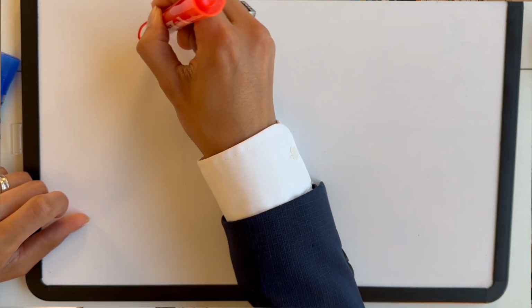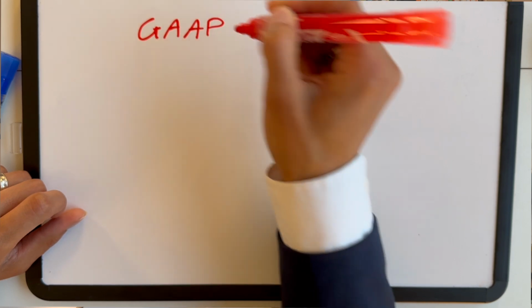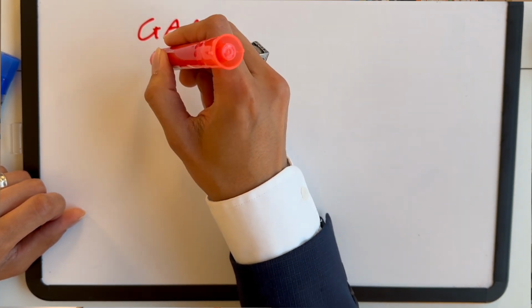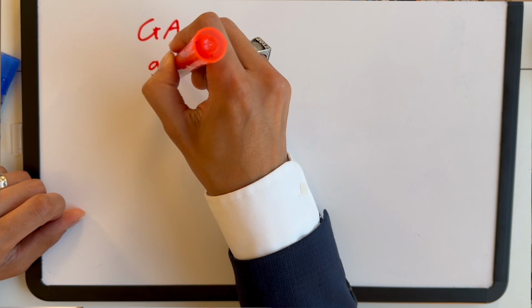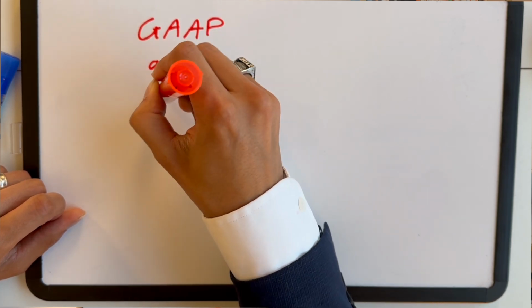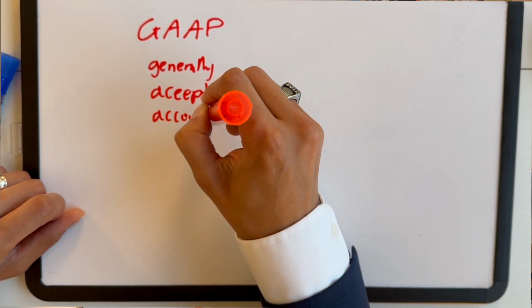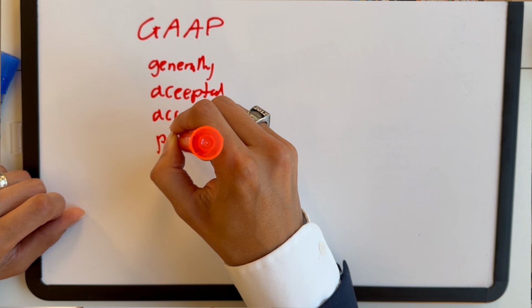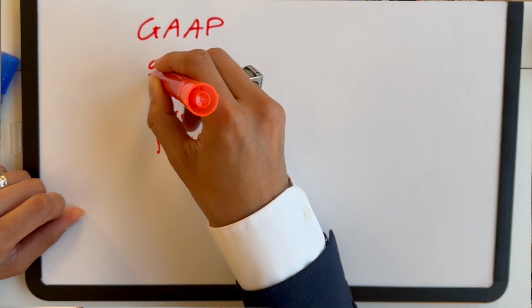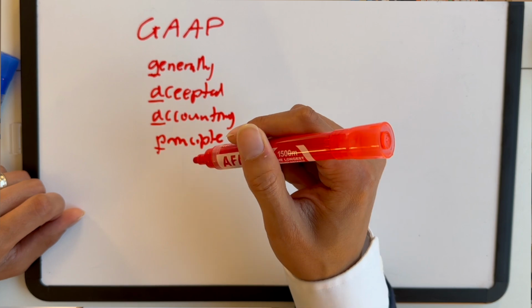So in the world of finance, in the world of investment banking, if you're looking at financial statements for a company, there's a couple of terms that you might see. And one of them is called GAAP, G-A-A-P. And what this stands for is generally accepted accounting principles. And this is the way that United States companies are required to report their earnings.